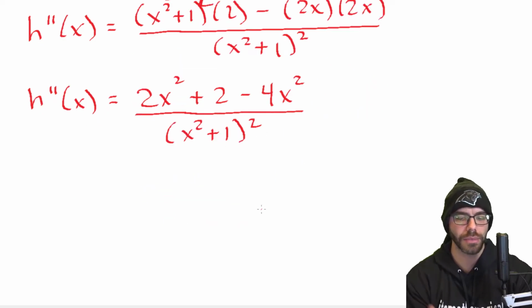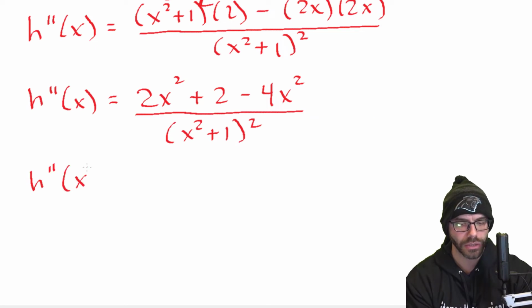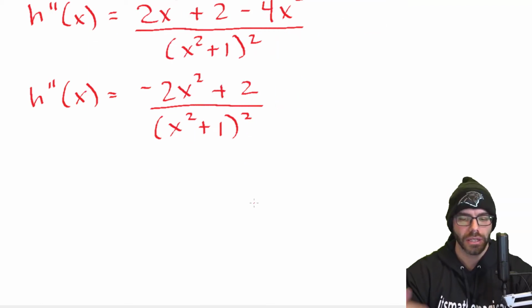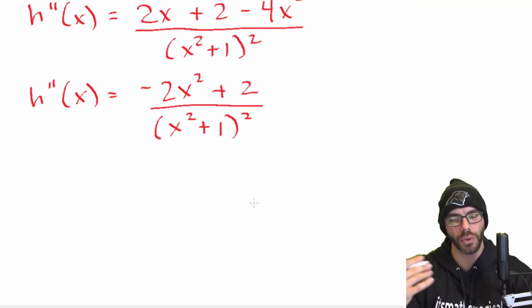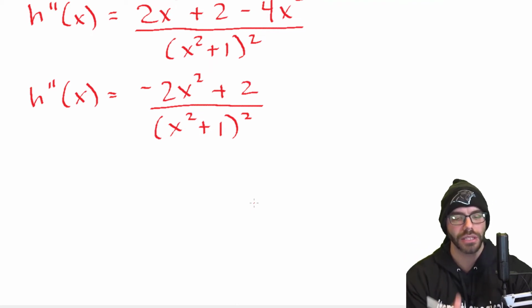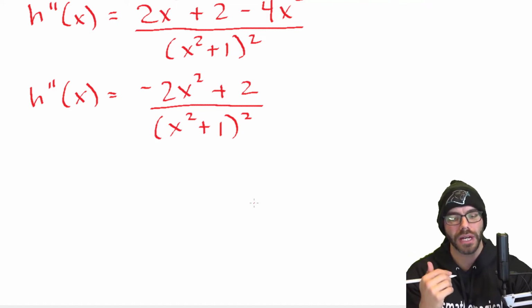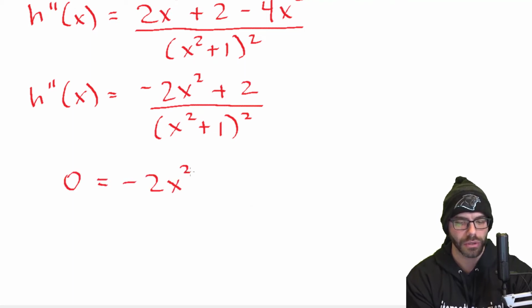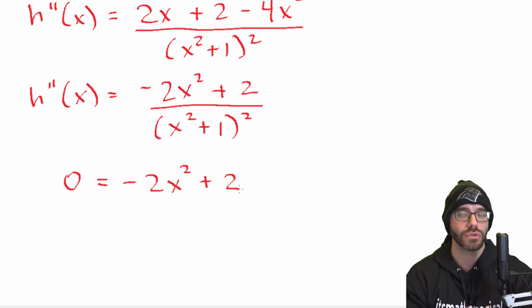Clean it up just a little bit more. Combine your 2x squared and negative 4x squared, you get negative 2x squared plus 2 over x squared plus 1 squared. All right, you could factor out a 2 here. You can do a little bit more algebra, but remember, what you want to do is find your possible points of inflection. And so you do that by finding values of x that make your second derivative equal 0. So let's just take the numerator, set it equal to 0, and solve that.